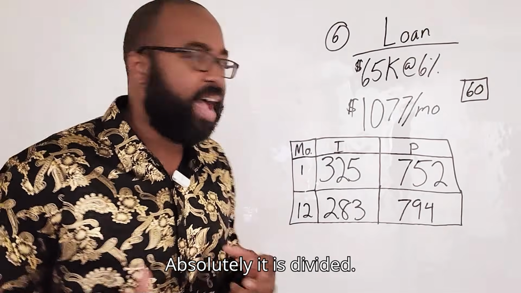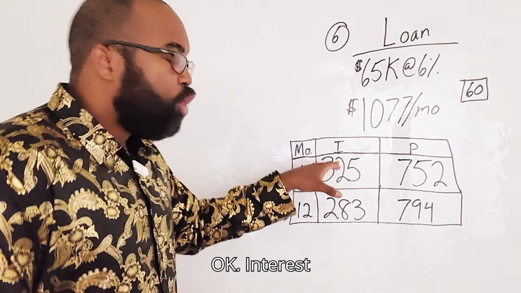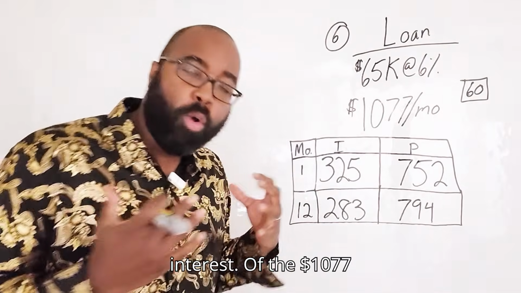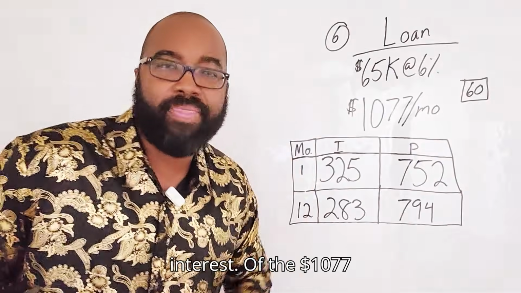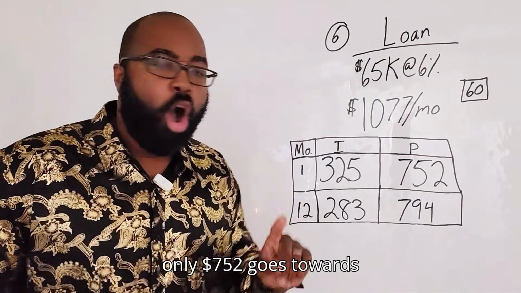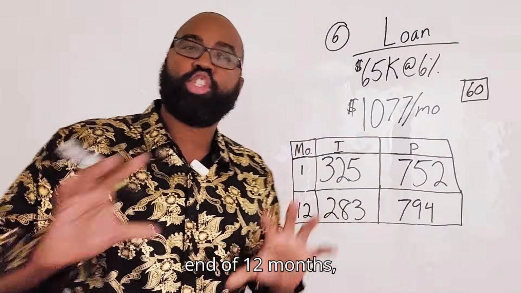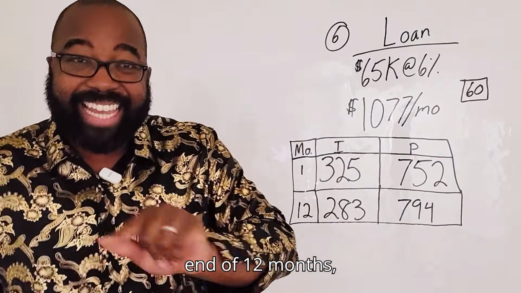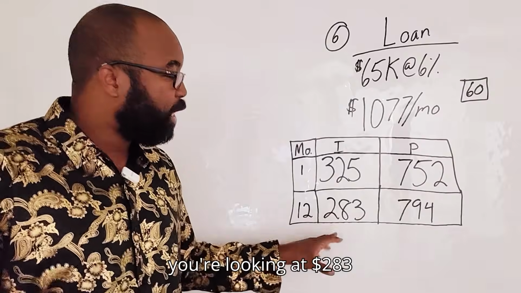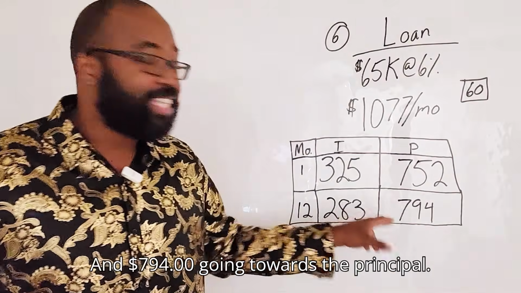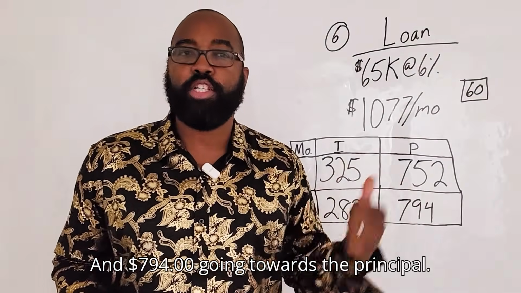Now, this is how the $1,077 per month is divided. Interest, $325 goes towards interest. Of the $1,077, only $752 goes towards the principal. At the end of 12 months, you're looking at $283 going towards the interest and $794 going towards the principal.